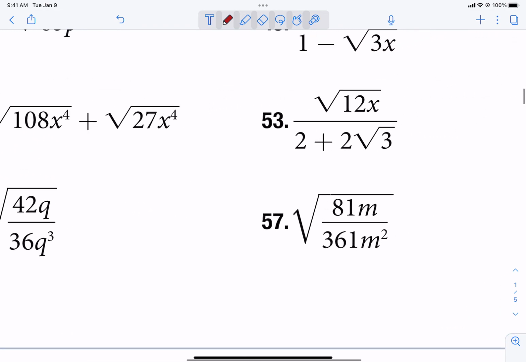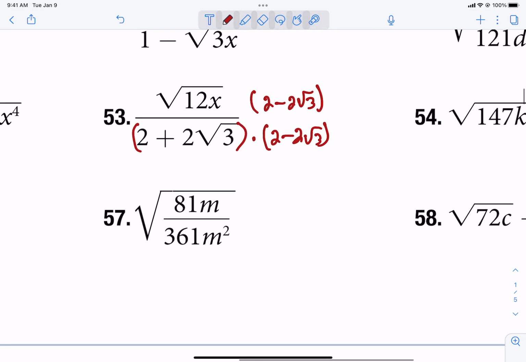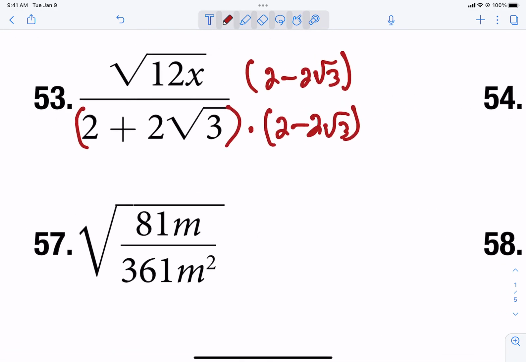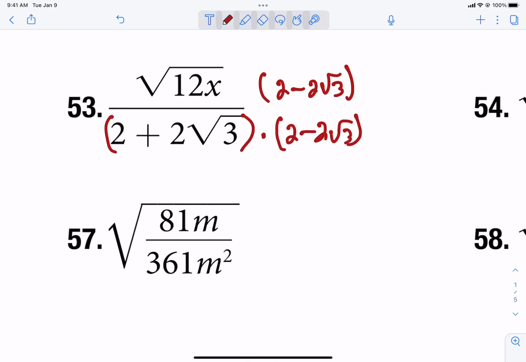Let's look at 53. Earlier we had one that we had to use a conjugate. If you have any addition or subtraction in the bottom that can't be combined, you're going to want to use a conjugate. So surrounded by parentheses, multiplied by 2 minus 2 square root of 3 on top and bottom. Now this one is a little complicated, so let's do this one together.